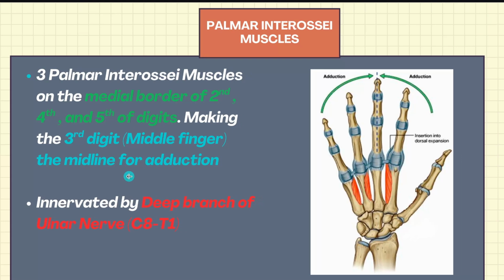Now you have the palmar interosseous muscles. We have 2 parts. We have a palmar and a dorsal. So the palmar interosseous muscles, you have three of them. Now you must be thinking, why do you have 3, not 4?